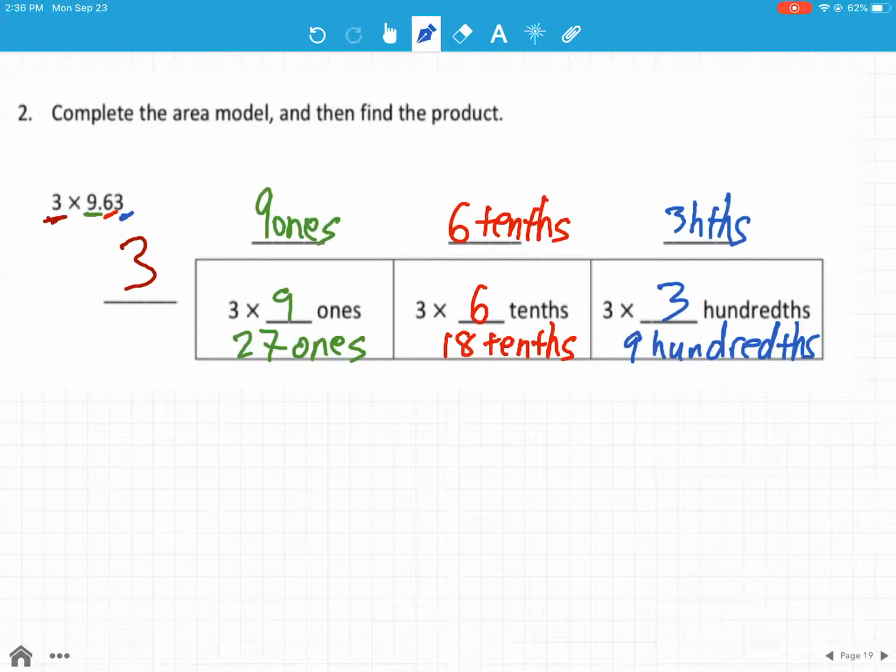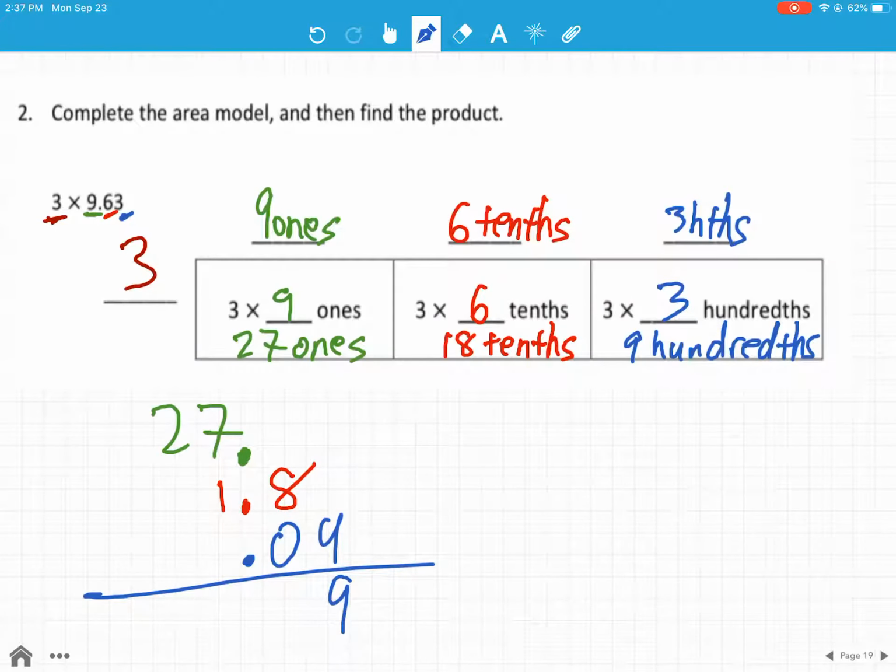Okay, so now we need to put them together. 27 ones is 27. Our decimal's right here. 18 tenths is 18 right there. Sorry about that. 3 times 3 is 9, so that's 9 hundredths. Okay, and we add that up. So our answer is 28 and 89/100ths.